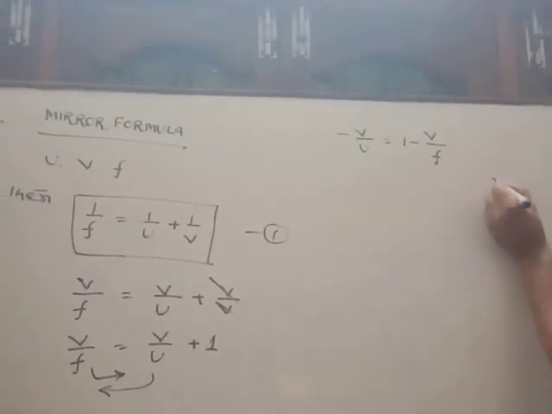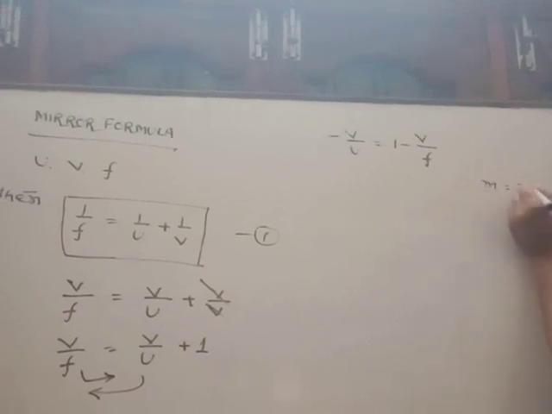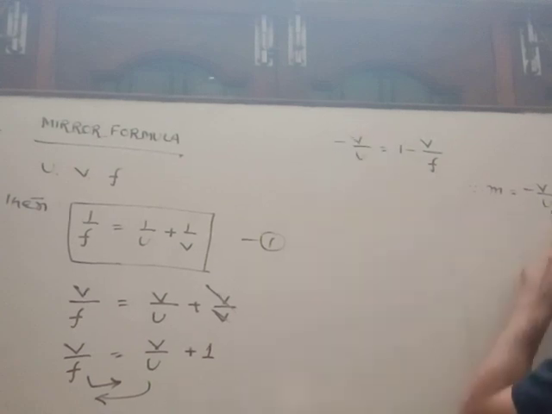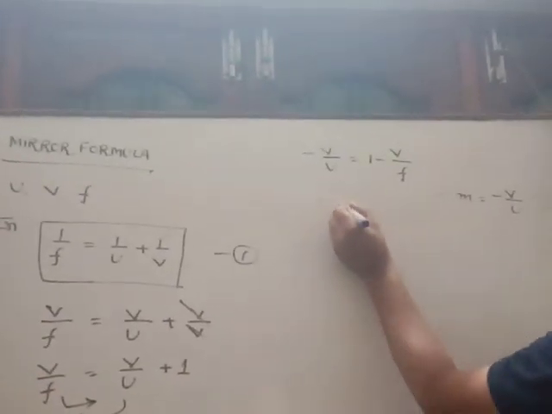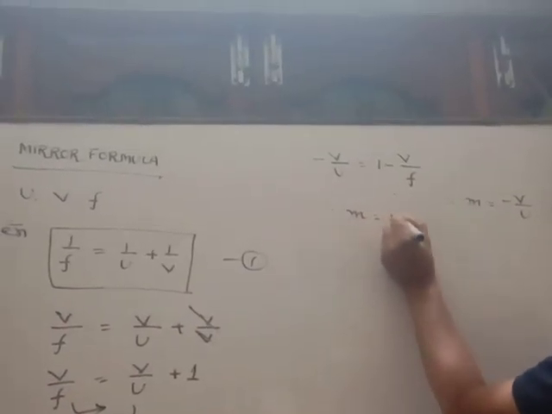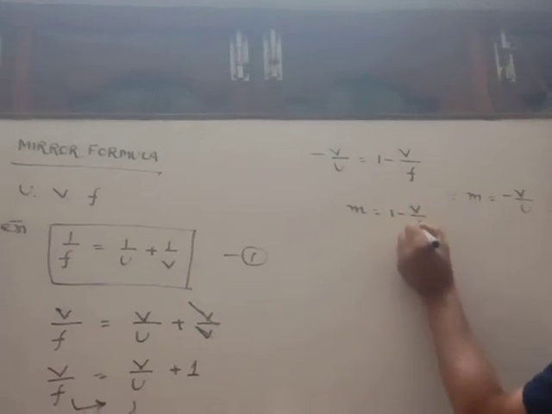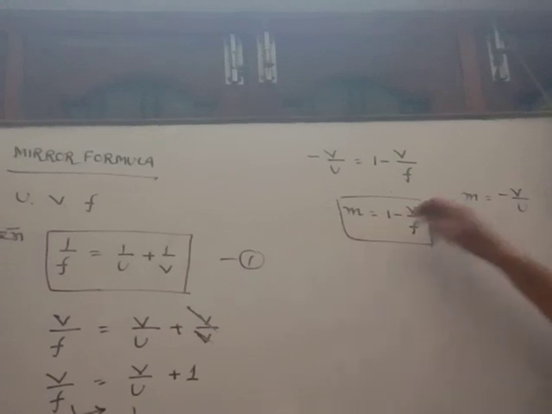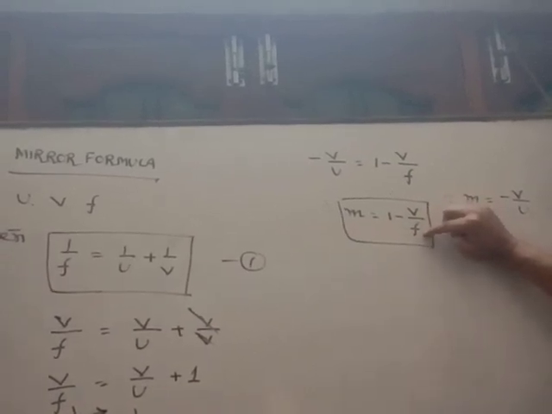And as you know, magnification M is equal to minus V by U. So instead of minus V by U, we can write M. Therefore, M is also equal to 1 minus V by F. So this is the relation between magnification, distance of image and focal length.